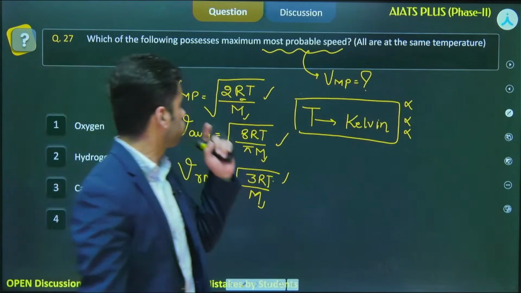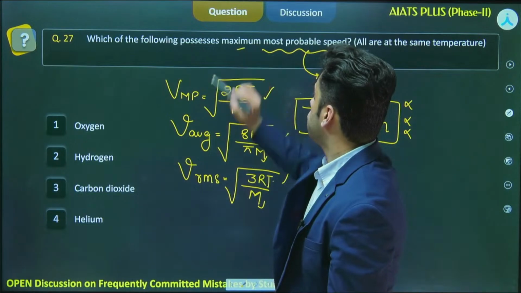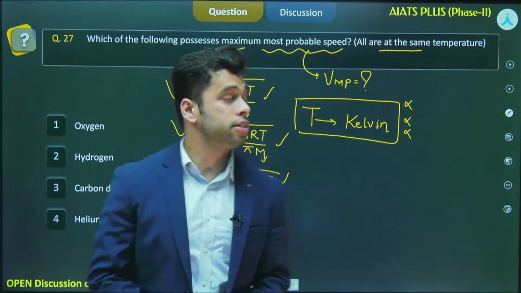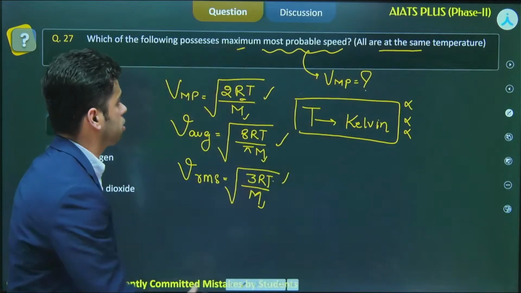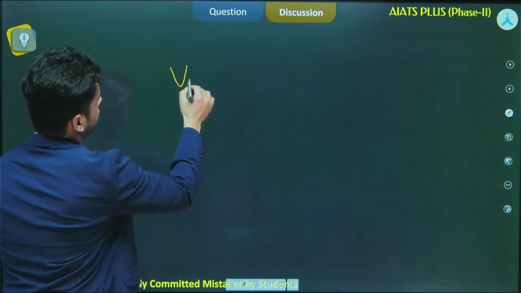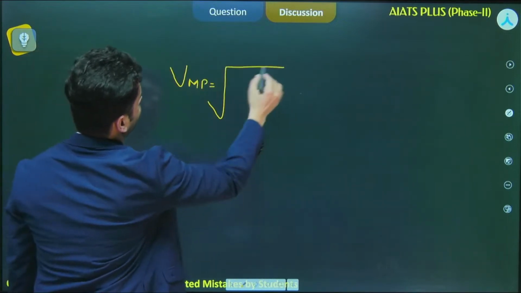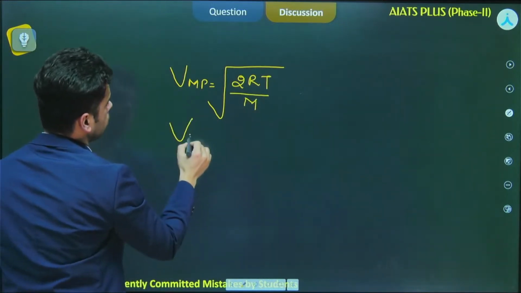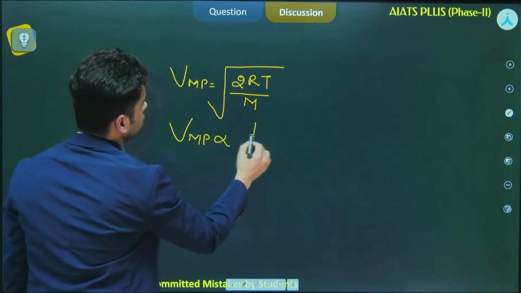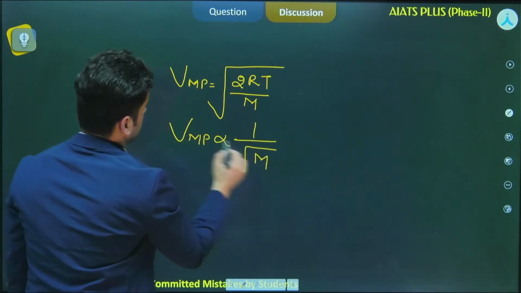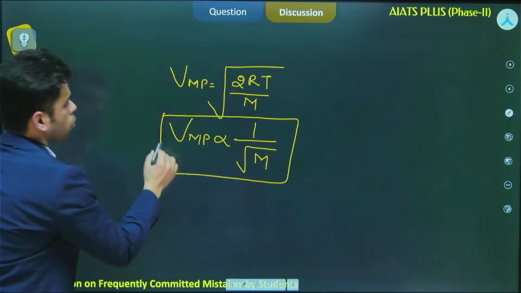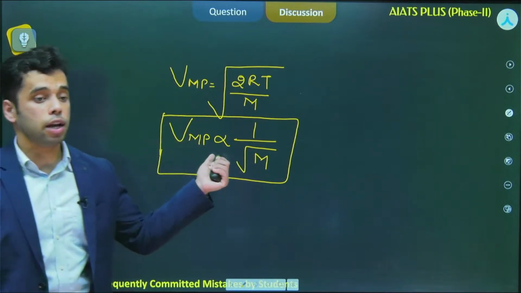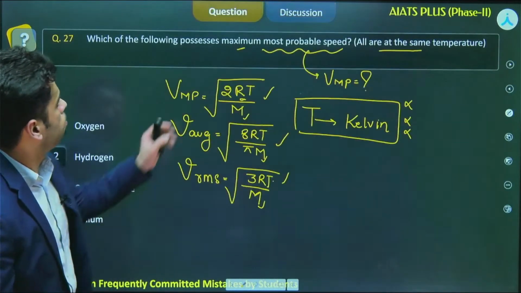Now let us try to solve the problem. So we need to calculate the maximum one. All of them are at the same temperature. Since all of them are at the same temperature, V most probable, as you can see, is equal to root 2RT by M. So V most probable will be inversely proportional to the molar mass. This is the concept that I am going to utilize to solve the problem. V most probable is inversely proportional to the molar mass. That's how you can calculate which of them will possess maximum most probable speed.